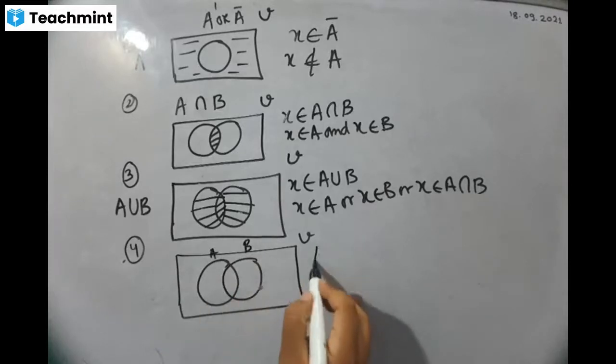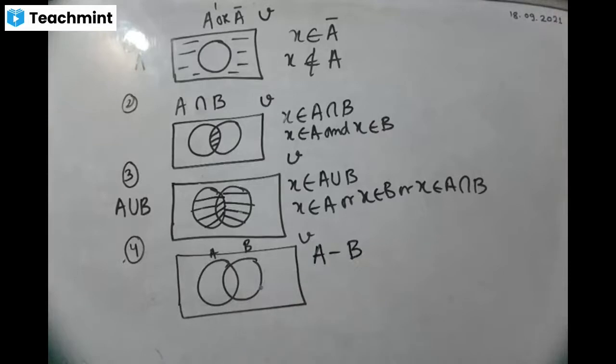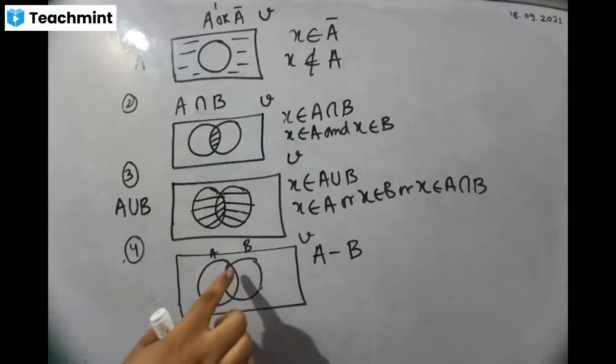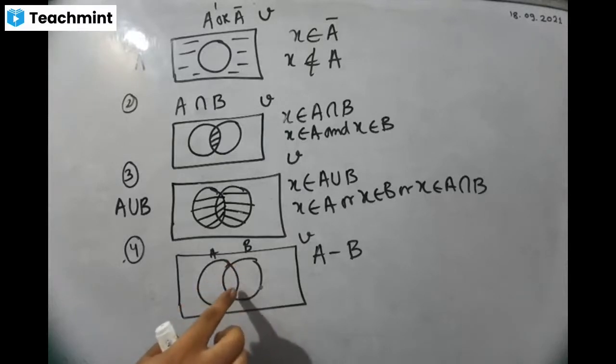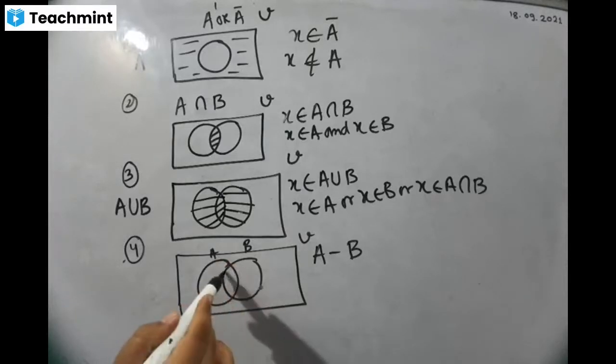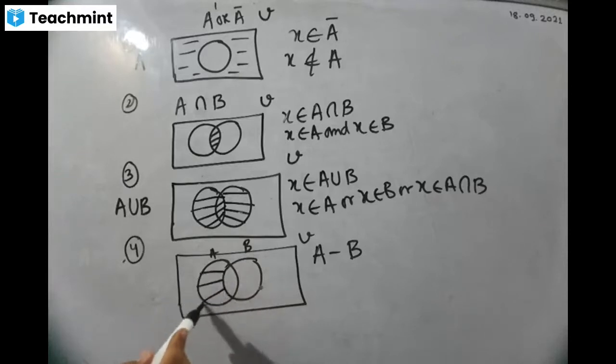Then A minus B. A minus B means from A we have to remove B. That means look at the board, everyone. So this is A, isn't it? From A we have to eliminate B. That means this region has to be eliminated, this part which you see, because this part contains B also. So when you eliminate this, only this part is left, isn't it? So this is A minus B.